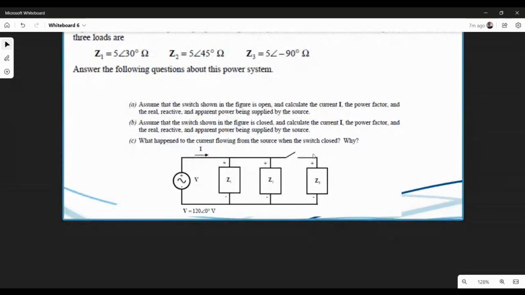So what I was asking is that if the switch is open, obviously we can ignore Z3. Is that correct?